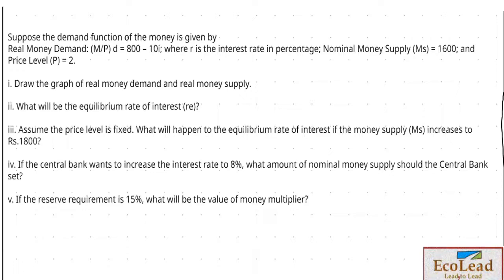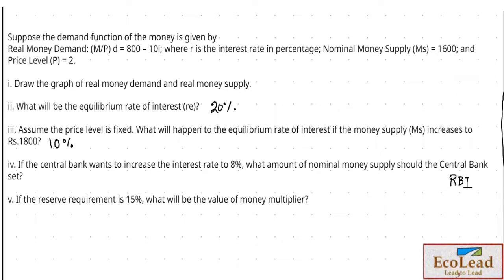So in the fourth question, what is said? If our central bank wants to set it at 8%. So again the same formula: the money demand, or demand for money, will be equal to the supply of money. These two things we will equate.